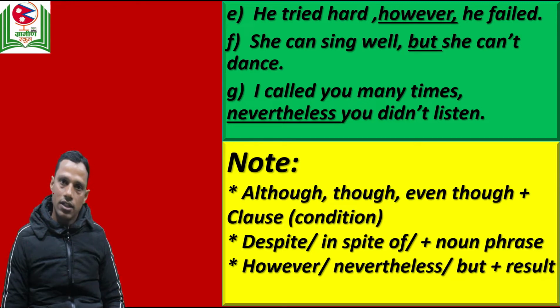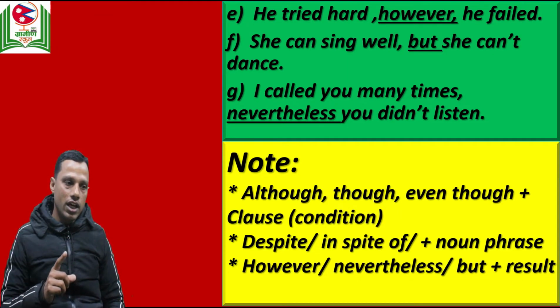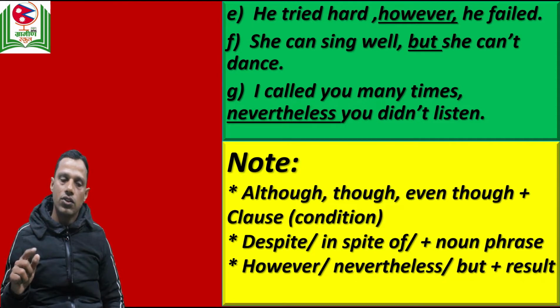But there is a slight difference between the connectives of unexpected result. In case of however, but, and nevertheless, there must be a result. These connectives join a result with the condition or the statement. I mean that after these connectives there must be a result, right? So you need to read the sentence carefully and notice whether there is a condition, situation, or the result after the blank space in the given sentence. So this is what you need to do.